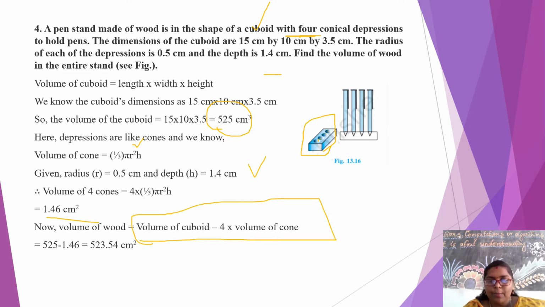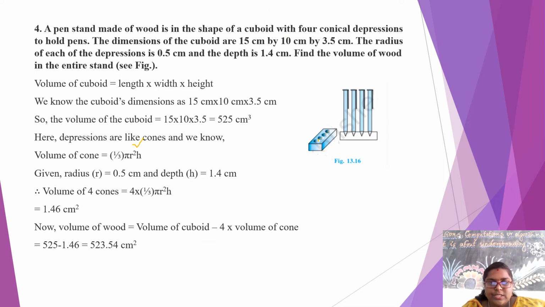Read the question properly and understand the question. That's why the figure also they have given. So volume of the cuboid minus the volume of the 4 cones. So we will get the answer. Important question.